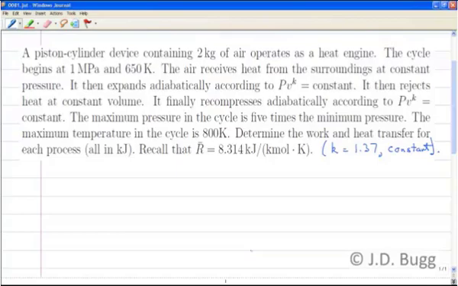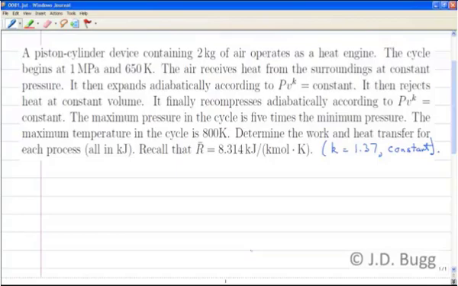It then rejects heat at constant volume. It finally recompresses adiabatically according to PV to the K equals a constant. The maximum pressure in the cycle is 5 times the minimum pressure. The maximum temperature in the cycle is 800 Kelvin. Determine the work and heat transfer for each process, all in kilojoules.